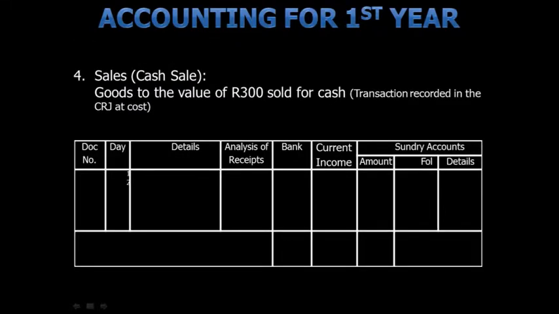Let's now turn our attention to sales with regards to the periodic inventory system. Firstly, a cash sale. Goods to the value of 300 Rand are sold for cash. This transaction is recorded in the cash receipts journal at cost.